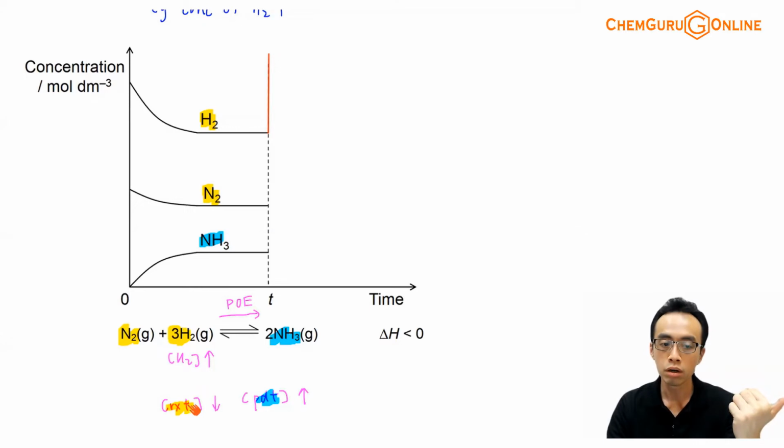You try to remove your H2, so the concentration for your H2 will decrease. This guy will come down. The curve will be something like this. This will come down and then it will stabilize. All right.